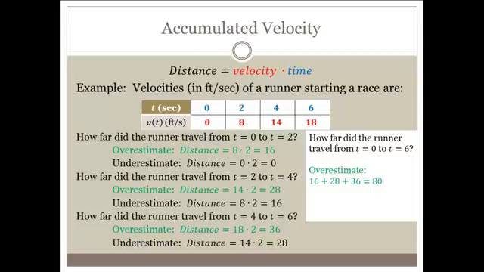Notice that what we did is break down our 6-second time interval into 3 smaller 2-second time intervals and estimated the distance traveled over each of those 2-second time intervals, and then added them up to figure out how far the runner traveled in the entire 6 seconds.